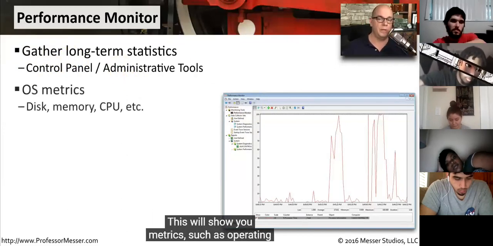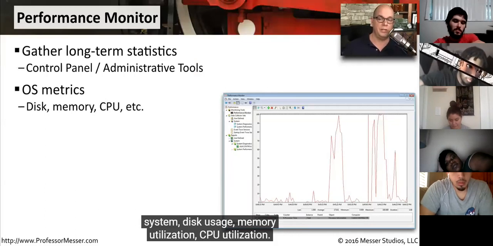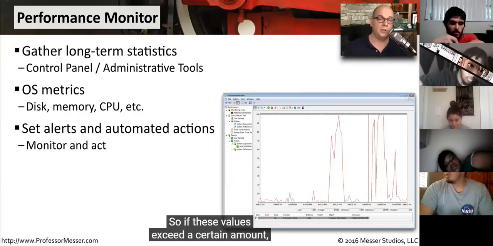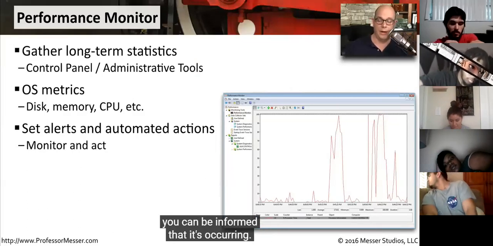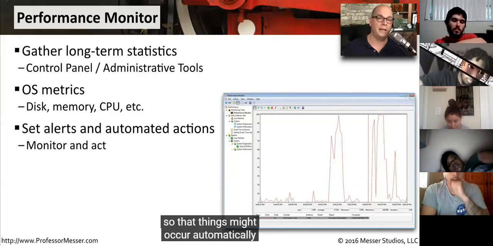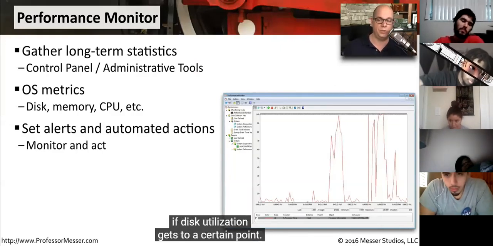This will show you metrics such as operating system disk usage, memory utilization, and CPU utilization. You can even set alerts, so if these values exceed a certain amount, you can be informed that that's occurring. You can also set automated actions so that things might occur automatically if disk utilization gets to a certain point.